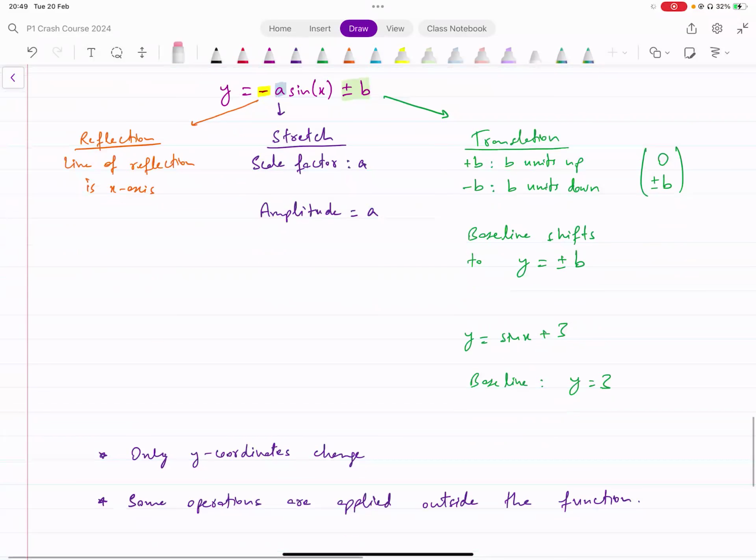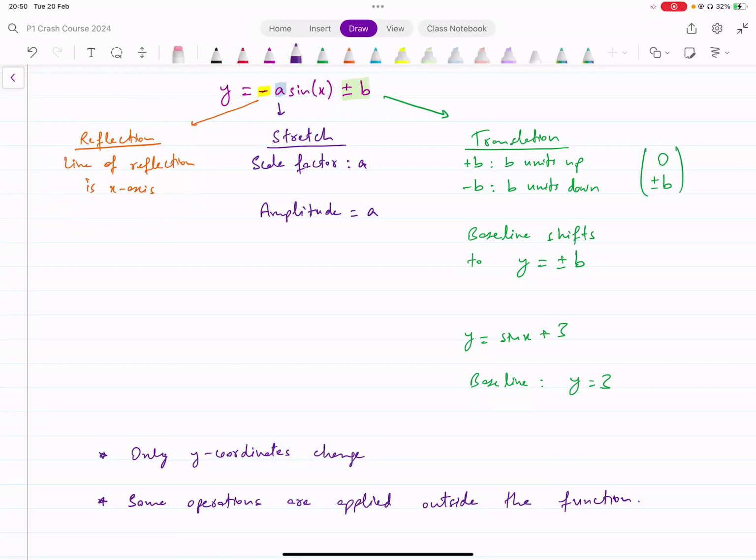Okay? When you multiply by a negative sign, there is reflection. We call it vertical reflection, but the line of reflection is the x-axis. If the x-axis is the line of reflection, the points that are above the x-axis will move below the x-axis. The points that are below the x-axis will move above the x-axis. So the movement of the points is vertical. That's why we call it vertical reflection. But the line of reflection is the x-axis.